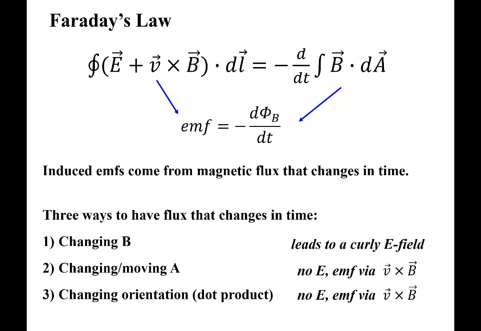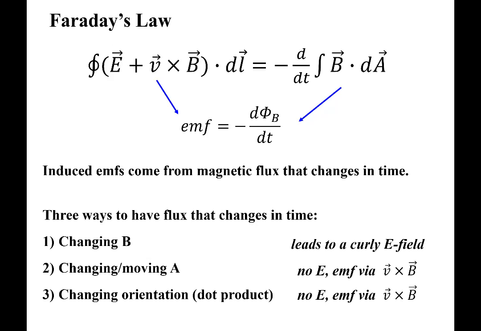changing in time. Both the second and third way do not create a curly electric field as in state one, but rather induce a voltage or the EMF that comes from the result of the vector cross product between the velocity vector and the magnetic field that shows up on the left-hand side of Faraday's law.